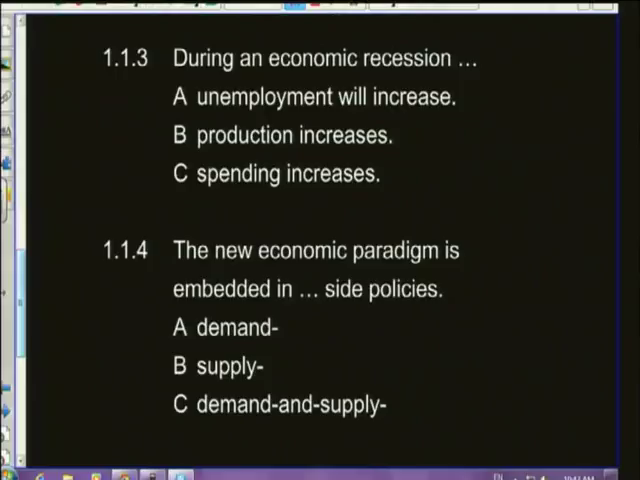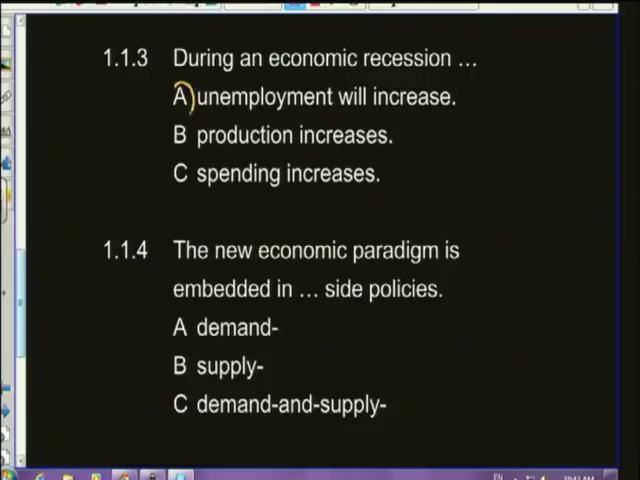1.1.3, during an economic recession, unemployment will increase, production increases, spending increases. Now, if you know anything about a recession, this is a period of time during which there's a decrease in economic activity. So there cannot be an increase in production, and when there's a decrease in economic activity, people's incomes will also decrease. So the correct answer would be A.